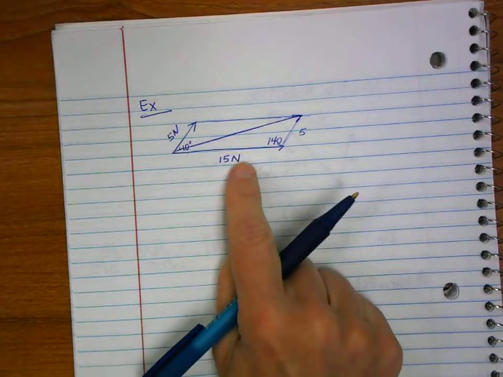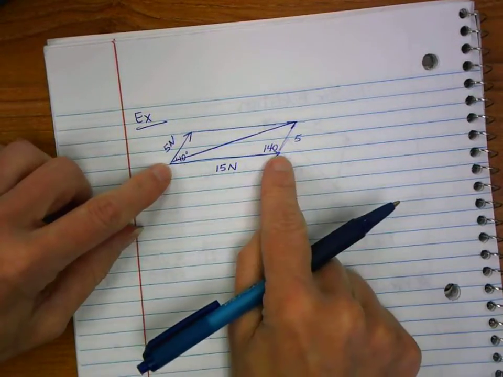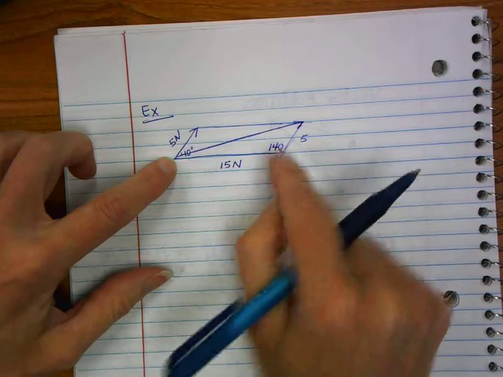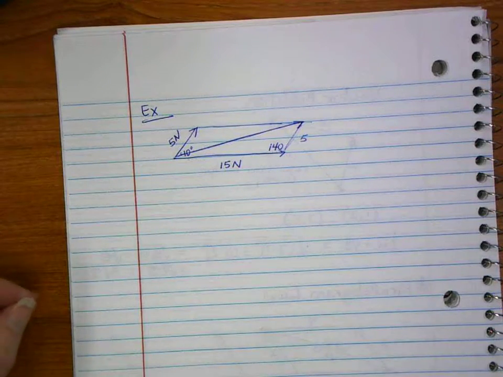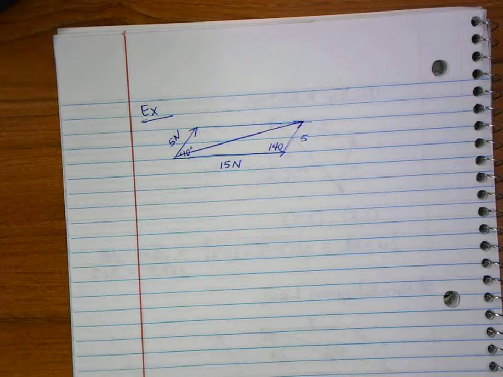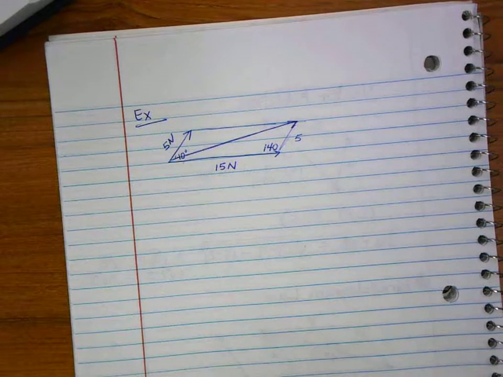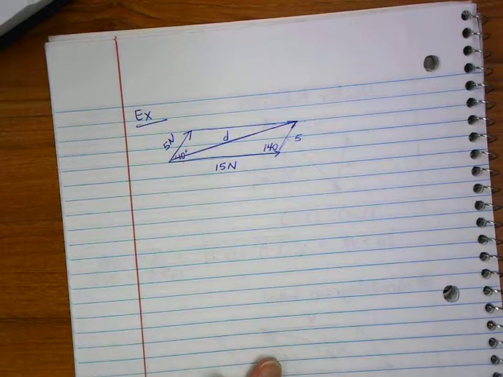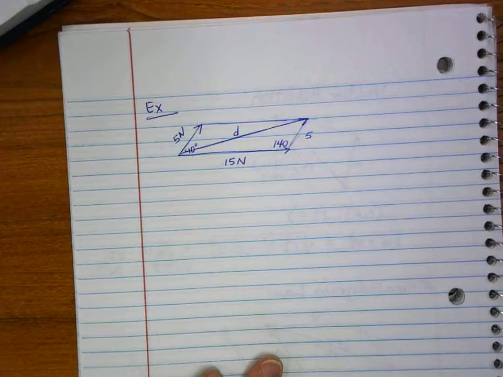All right, so what we have then is a 15 Newton force here, a 5 Newton force here, and a 140 degree included angle right there. We're going to have to use the law of cosines in order to find this. Since it's not a right angle anymore, we're not just using SOHCAHTOA, we're going to use the law of cosines. And I'm going to call my resultant vector D just for now, so we have a name for it.